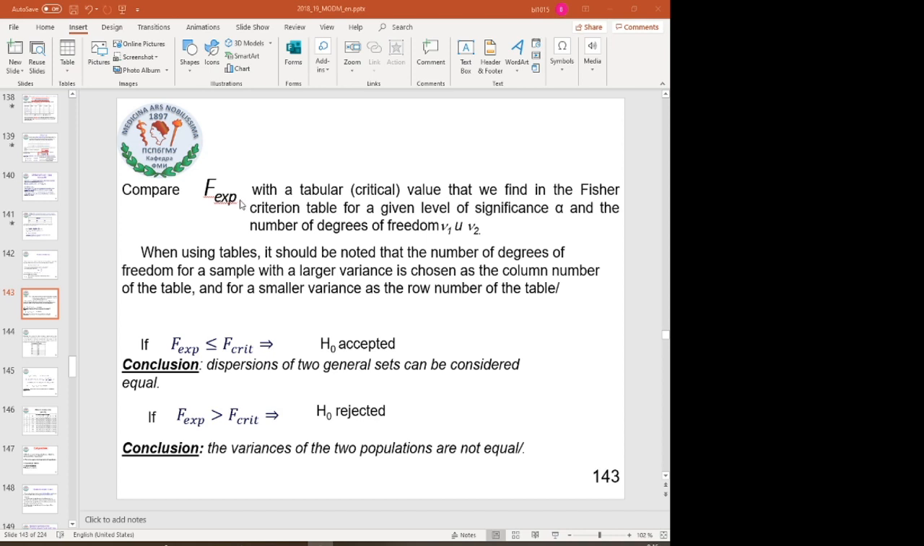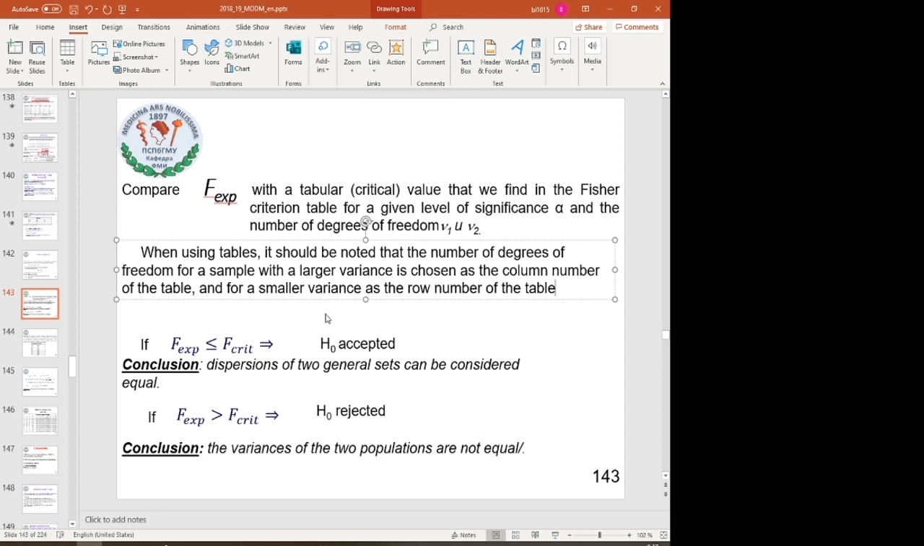Then we compare the calculated experimental value, as a ratio of squared sigmas, with the tabular critical value, just like we did for other criteria: skewness, asymmetry, kurtosis, excess, chi squared, chi squared for contingency table, or McNemar test. So just look at the table, find the critical value and compare experimental with critical.